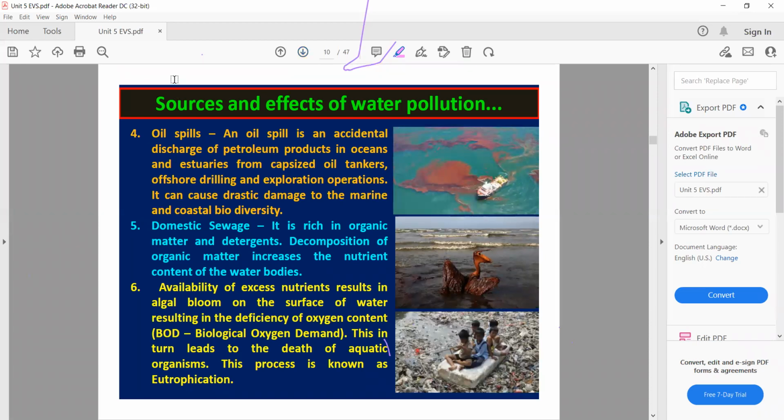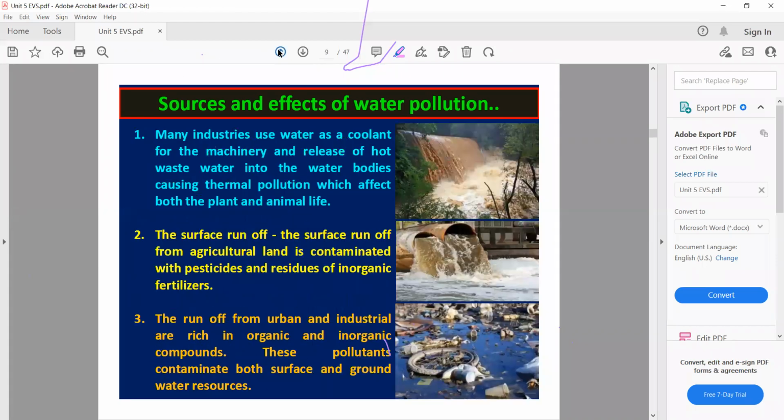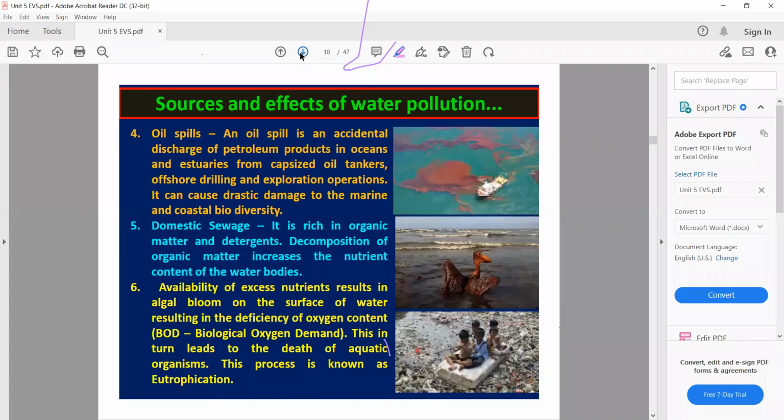Next, we come to sources and effects of water pollution, right? From where is the pollutant coming? Look at the picture, my God. Look at this bird. It's having so much difficulty sustaining life in this dirty water. This is a continuation of sources and effects of water pollution. Okay. Next point, oil spills.